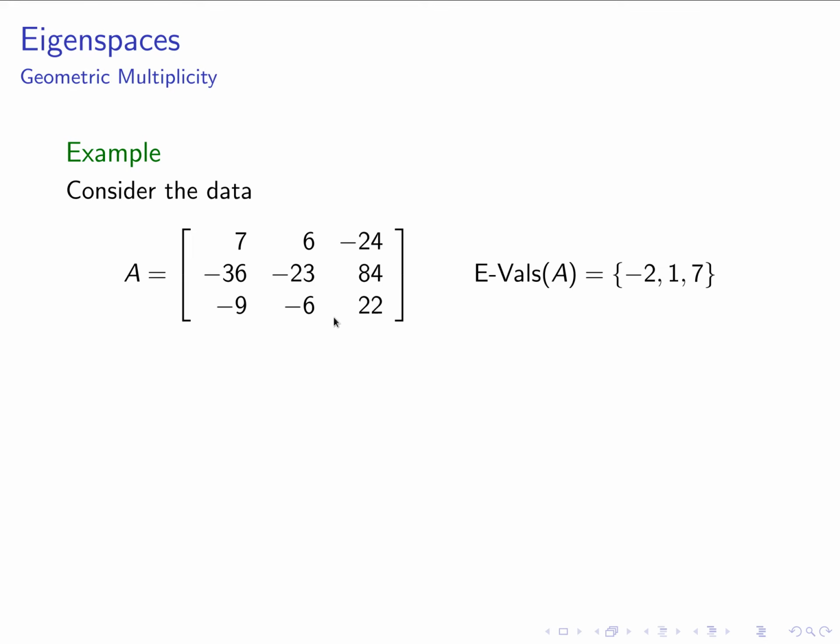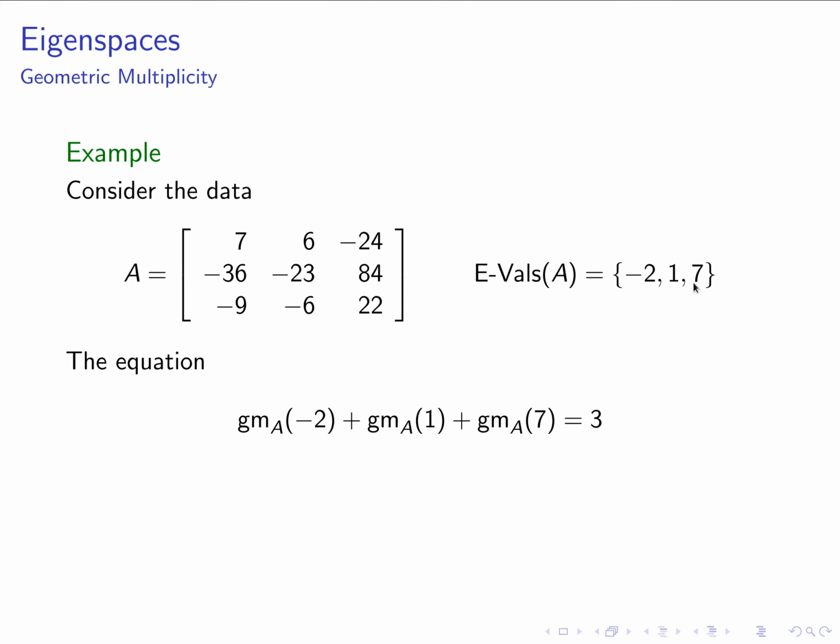Here we have yet another example. So here we have another 3 by 3 matrix, and someone again has gone to the trouble of finding all of the eigenvalues. In this example, our 3 by 3 matrix has 3 eigenvalues, and those are -2, 1, and 7.